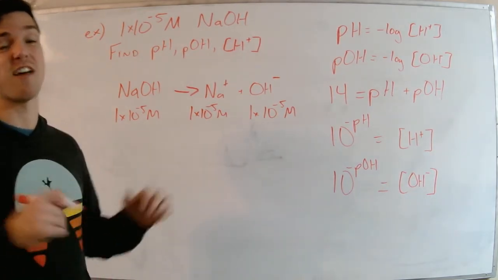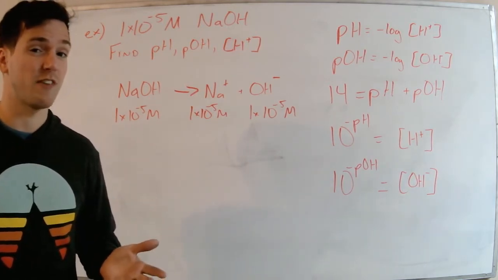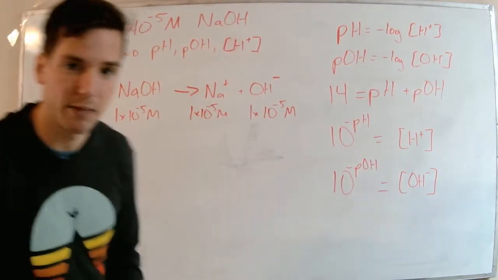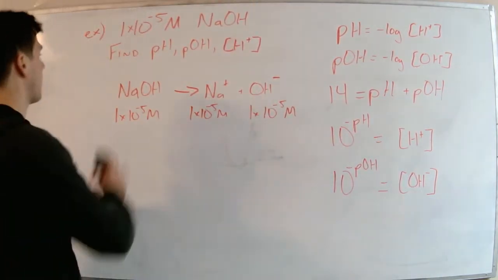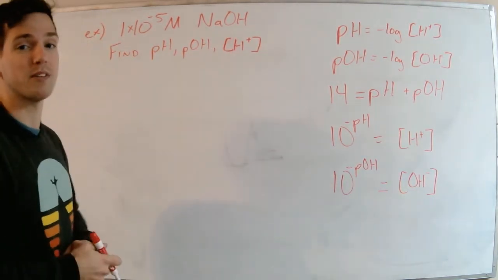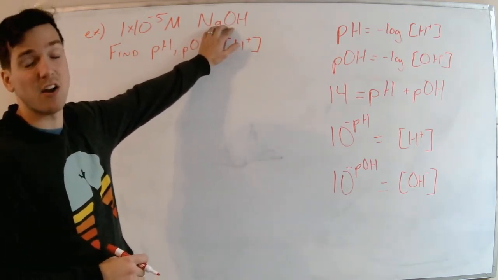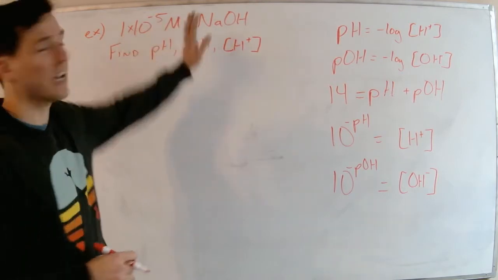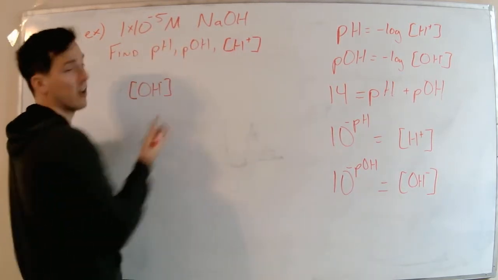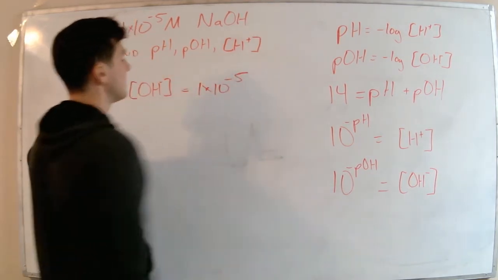Okay, so that's just a foundational thing: when we have a concentration of HCl, we pretty much have the concentration of H+ because it dissociates completely. So let's go ahead and get into this problem now. Again, we have 1 times 10 to the negative 5th molarity of NaOH. This is a base because it ends in OH. So when they gave us the concentration of NaOH, they essentially gave us the concentration of OH-, which is 1 times 10 to the negative 5th.